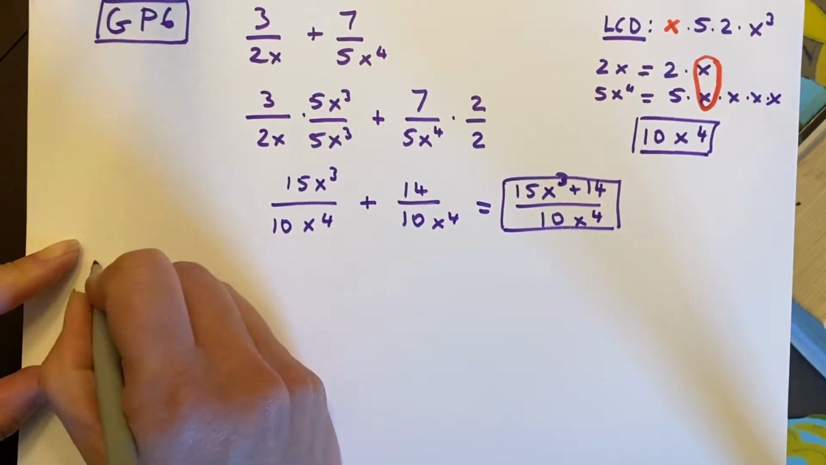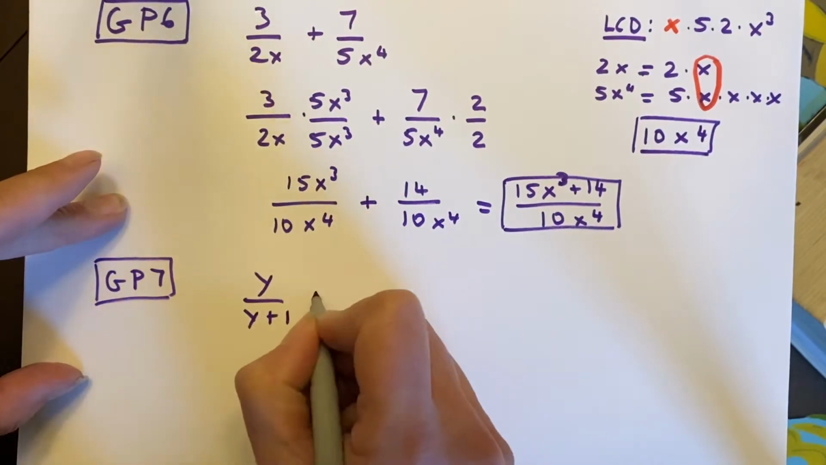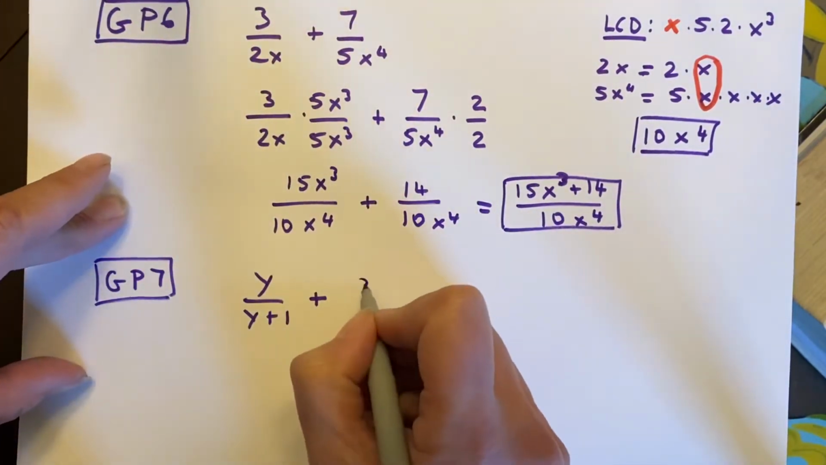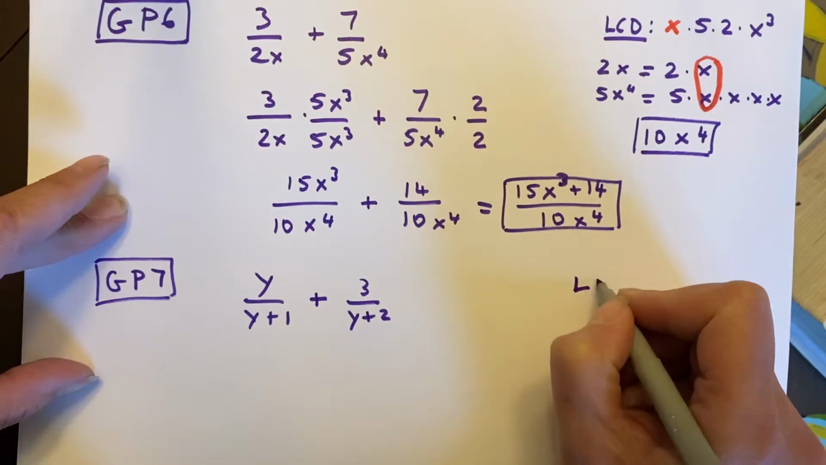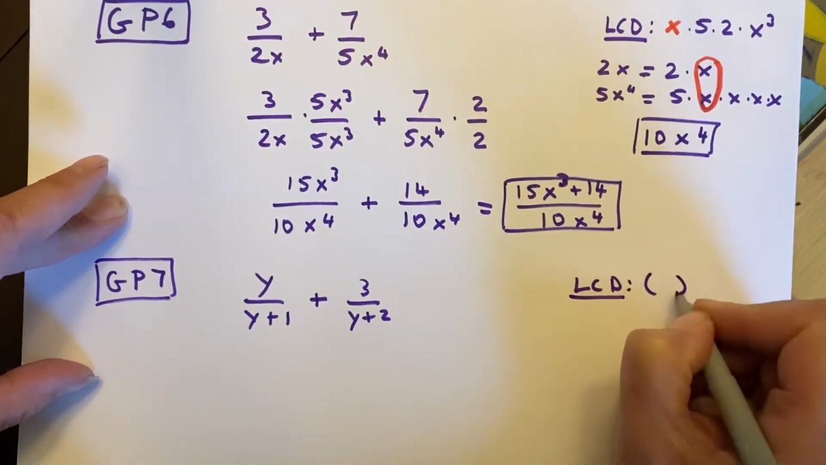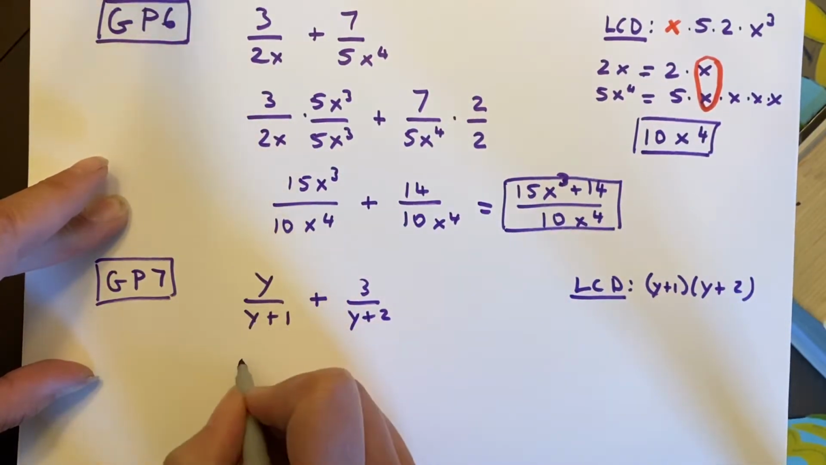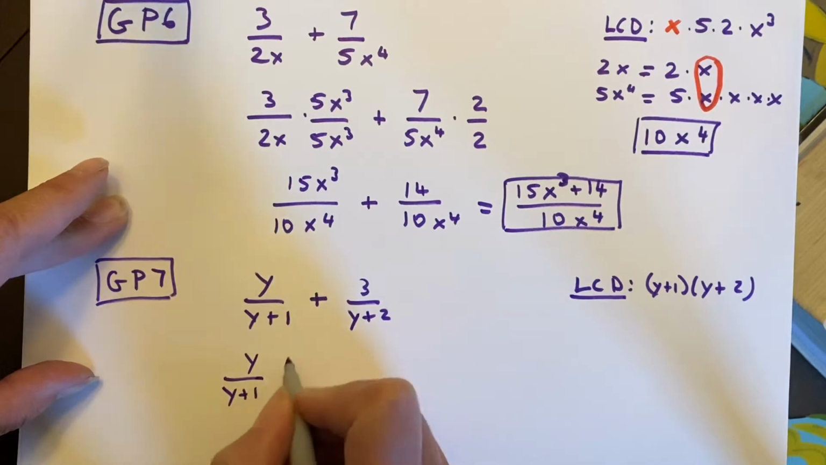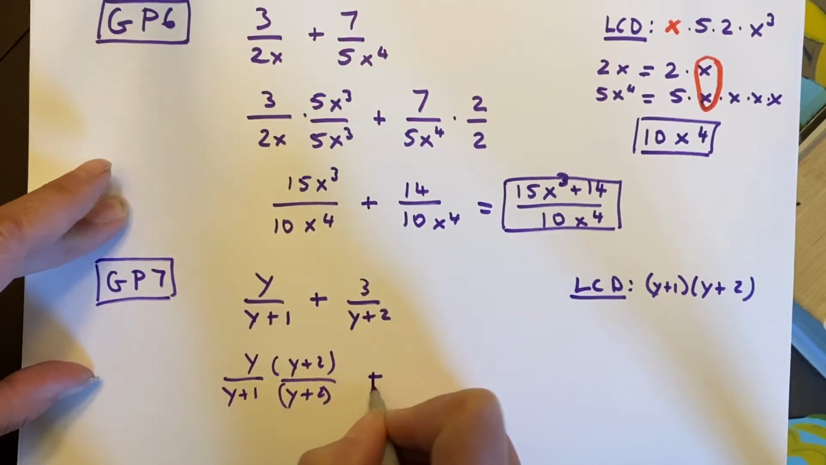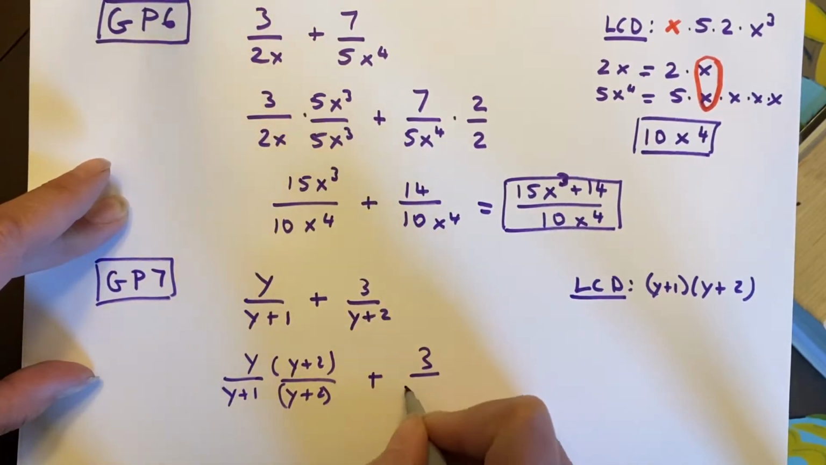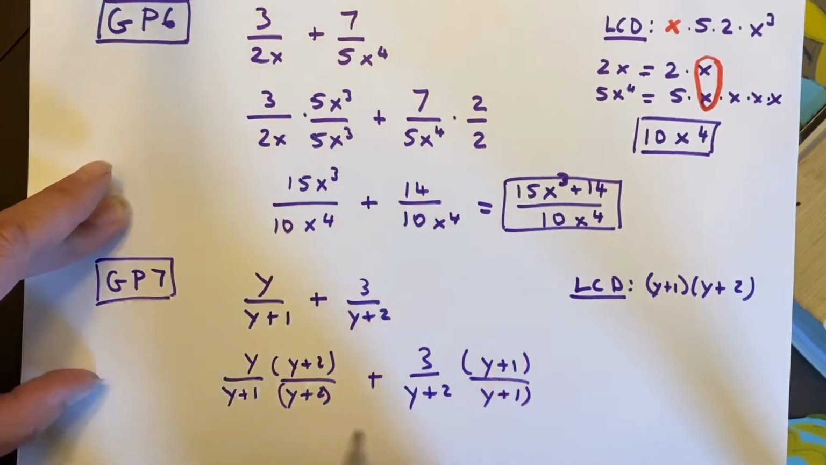Guided practice 7. I have y over y plus 1, and I'm adding that to 3 over y plus 2. Well, the LCD is pretty obvious. I just multiply y plus 1, y plus 2, which means I have to multiply y over y plus 1 by y plus 2 over y plus 2. And then over here, 3 over y plus 2 is multiplied by y plus 1 over y plus 1.